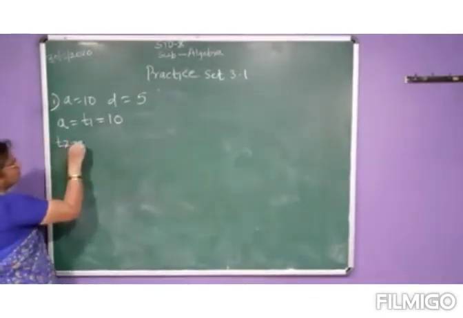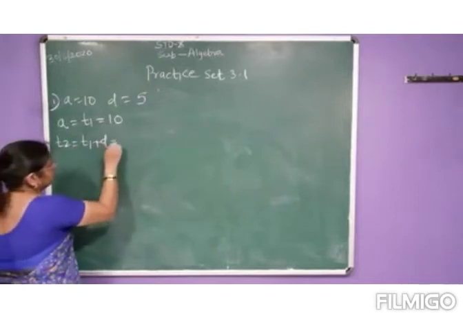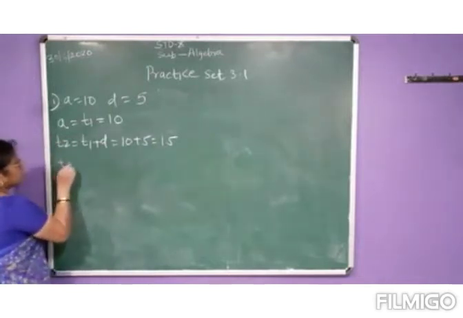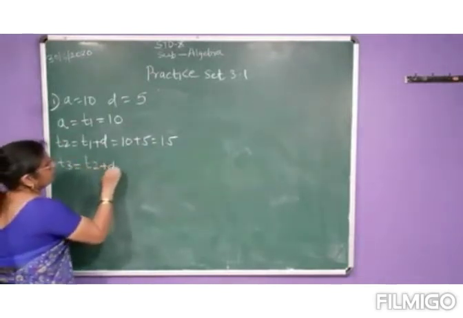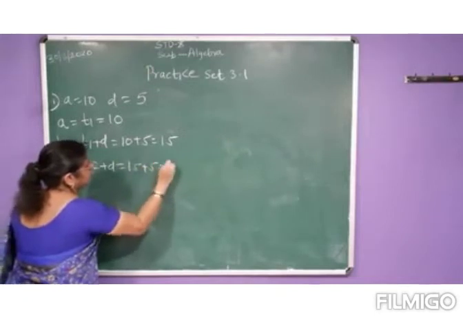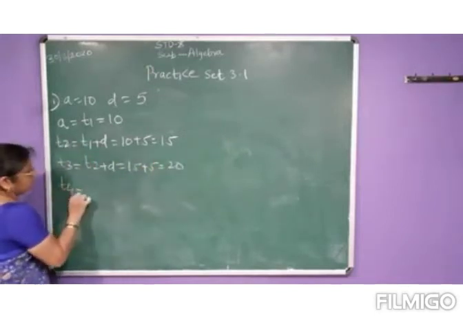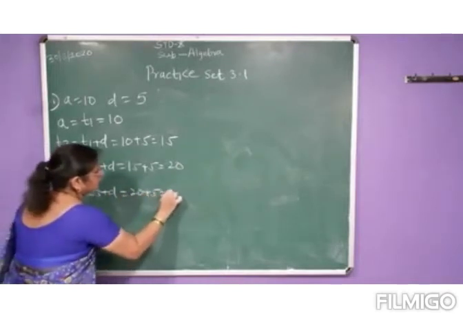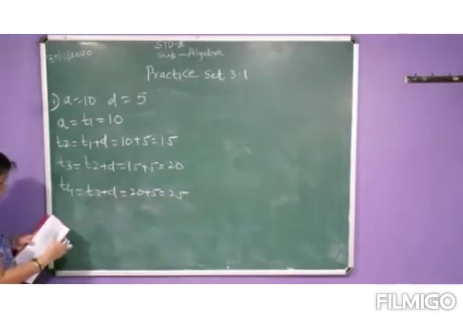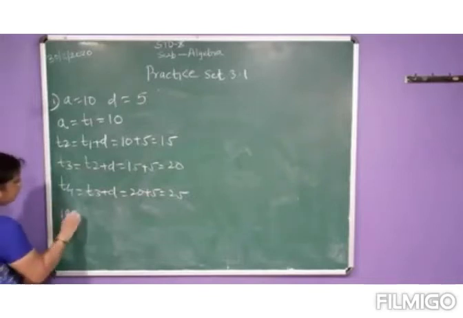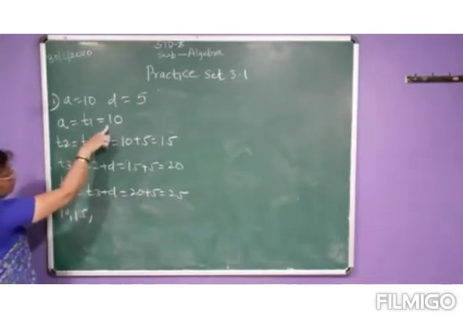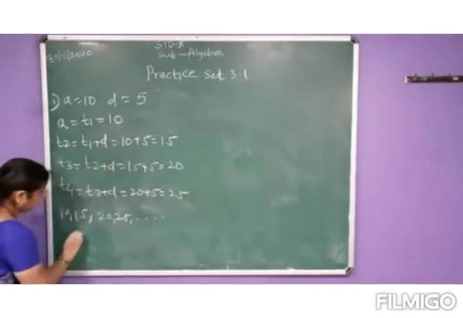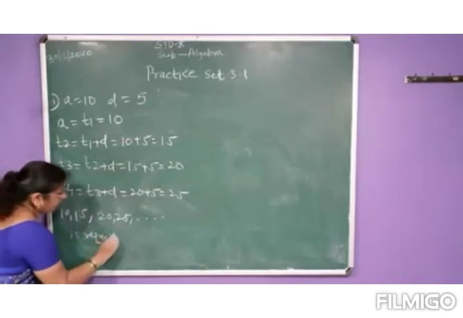Now T2, how I will find out? T1 plus D. T1 is 10, D is 5. So 15. T3 is equal to T2 plus D, 15 plus 5, 20. T4 is equal to T3 plus D, 20 plus 5, 25. So how you will write the answer? 10 is the first term. 10, 15, 20, 25 is the required AP.